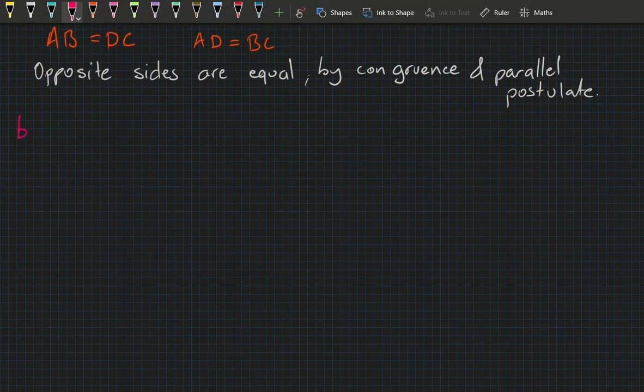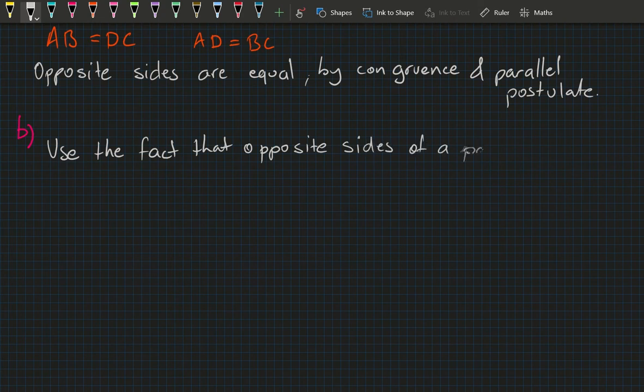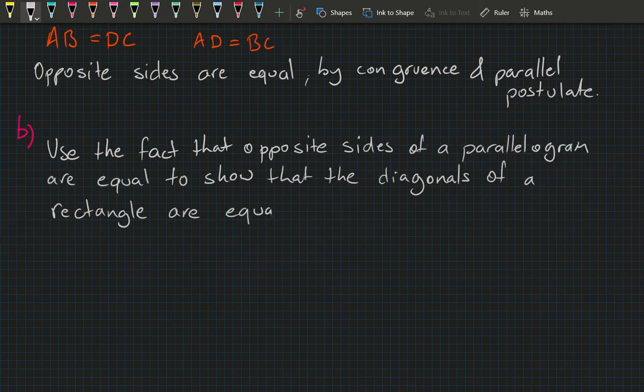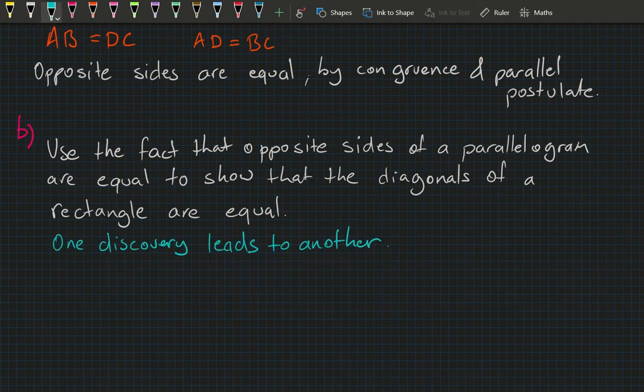Alright, let's try part B, where we use the fact that we just found, opposite sides of parallelograms are equal, to prove that the lengths of the diagonals in a rectangle are equal. This is a perfect example of how one discovery can lead to another. Okay, let's recall the definition of a rectangle is any parallelogram where all the angles are 90 degrees.